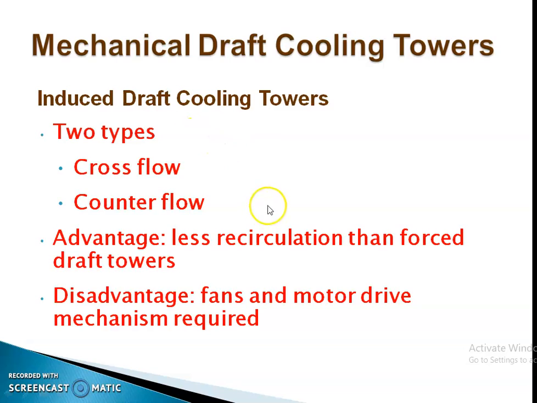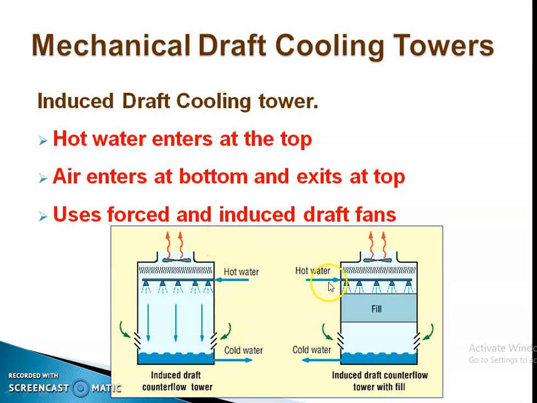The induced draft cooling tower has two types: one is cross flow, another one is counter flow. The advantage of this cooling tower is less recirculation than forced draft towers, and the disadvantage is that a fan and motor drive mechanism is required. From this figure, we see the induced draft counter flow tower with fill. In the induced draft cooling tower, the hot water enters at the top, air enters at the bottom and exits at the top. It uses a forced and induced draft fan. We cool the water with the help of this induced draft counter flow cooling tower.